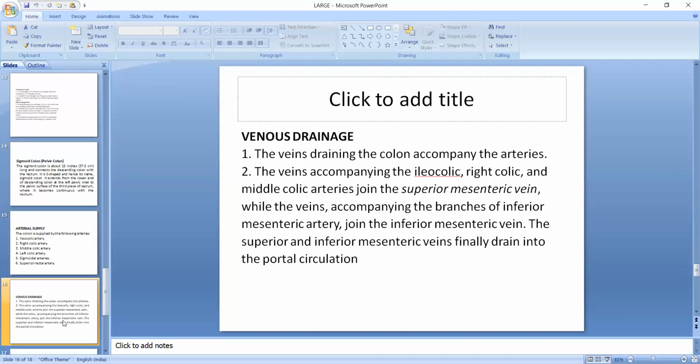Venous drainage: the veins that drain the colon accompany the arteries. The veins accompanying the ileocolic, right colic, and middle colic arteries join the superior mesenteric vein, and the veins accompanying the branches of the inferior mesenteric artery join the inferior mesenteric vein. The superior and inferior mesenteric veins finally drain into the portal circulation.